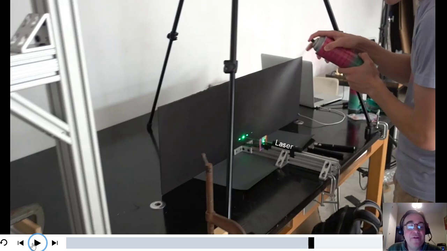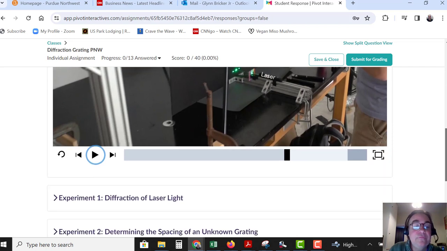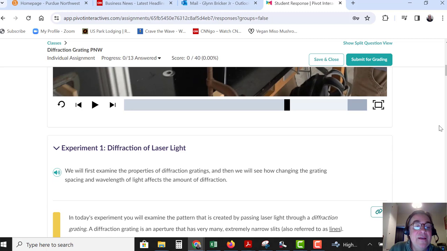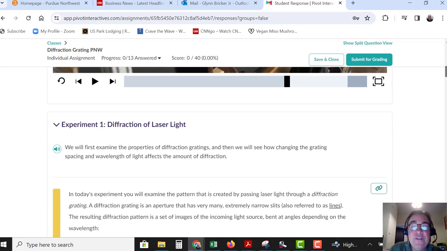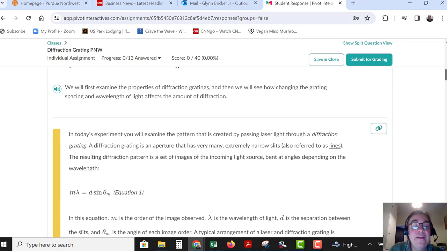So I won't play the whole thing for you, but basically in the lab, we're going to be able to measure these different angles and see how things work out. We're going to have different lasers we can use, different wavelengths for the lasers. Okay, you can open up diffraction of laser light. First examine the properties of diffraction gratings and see how changing the grating spacing and wavelength affect the amount of diffraction.